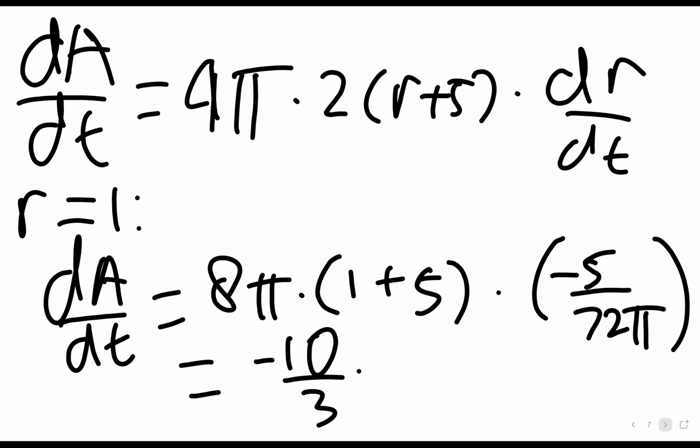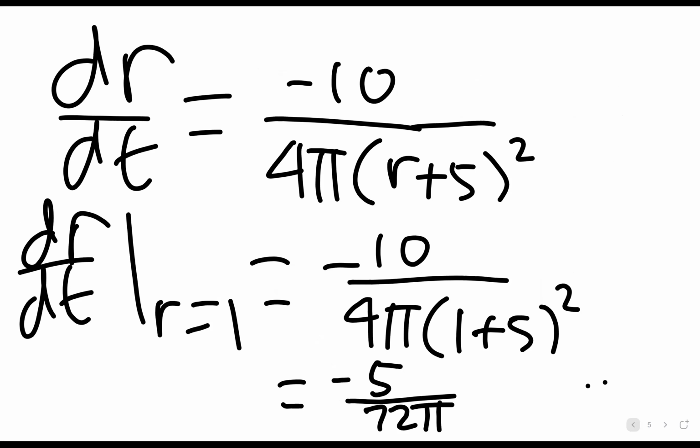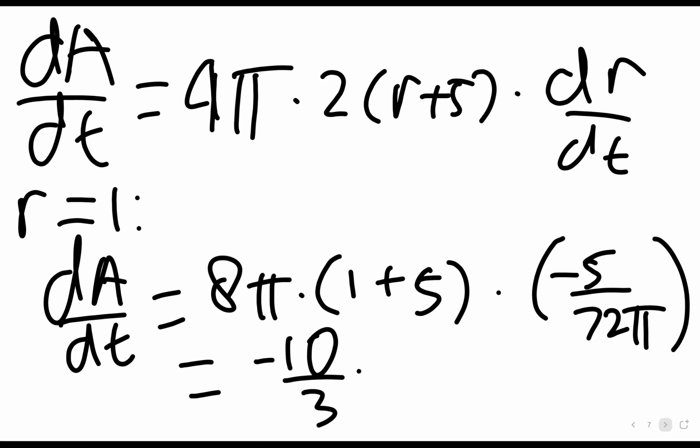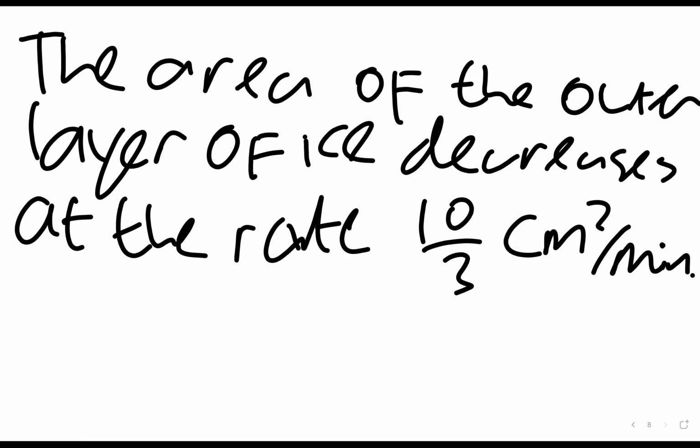Okay. And the last step will be just to insert R equals 1 into the formula of dA/dt, and also substitute the formula of dR/dt previously obtained, to have dA/dt equals minus 10 over 3 after simplification. So the conclusion, do not forget to write it: the area of the outer layer of ice decreases at the rate of 10 over 3 centimeters squared per minute.